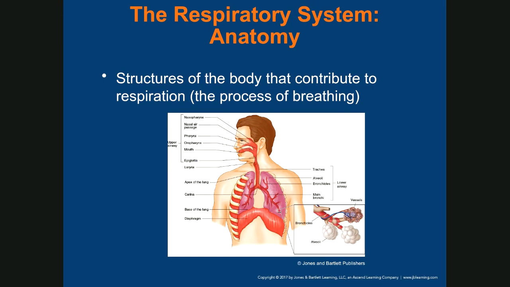So you have the nose, which is at the anterior. Then you have the nasal passage, which is the mid region. Then you have the nasopharynx, which is the posterior portion of the nose. Then you have the mouth, which is anterior. You have the oral passage, which is the mid portion. And then you have the oropharynx, which is the posterior portion of the mouth.